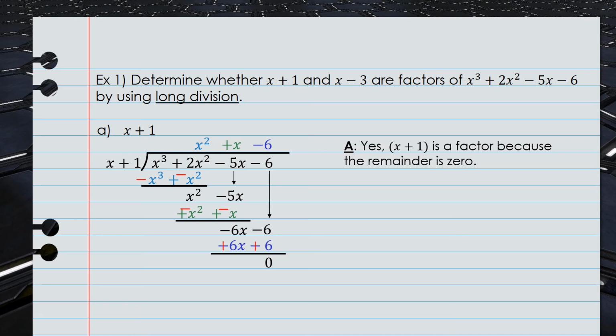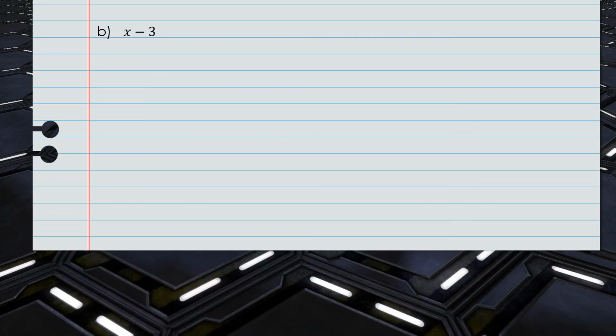Now let's try the second part. Now we need to see if x minus 3 can divide into that same expression. So again, we start with division. X cubed divided by x is x squared. Now we multiply. X squared times x minus 3 gives us x cubed minus 3x squared. To subtract, we draw the line and change the signs. The x cubes cancel, and 2x squared plus 3x squared gives us 5x squared.